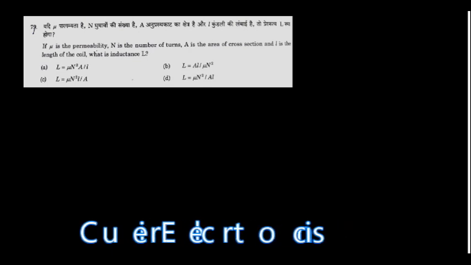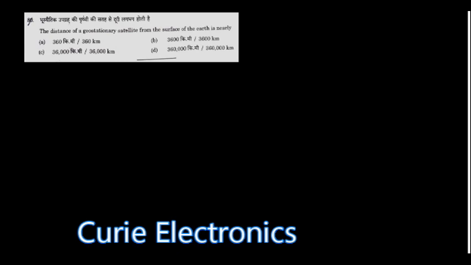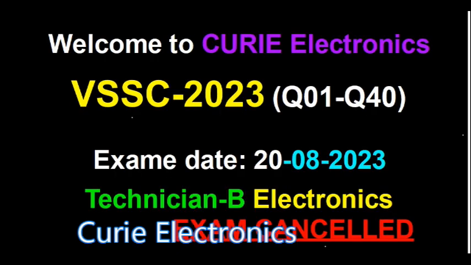What is the equation of the inductance? That is mu a n square upon L. This is the equation. These are all direct and very simple questions. The distance of a geostationary satellite from the surface of Earth is nearly 36,000 kilometers. So we have completed the remaining 40 questions of this cancelled exam, that is from 41 to 80.